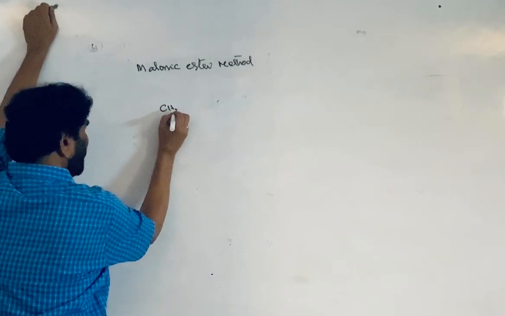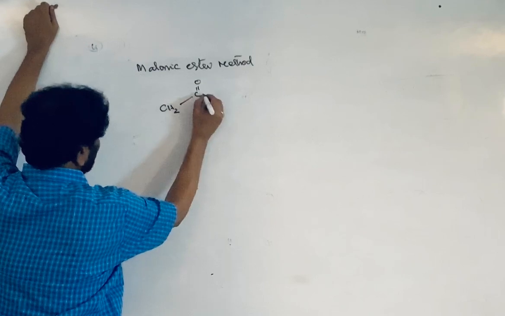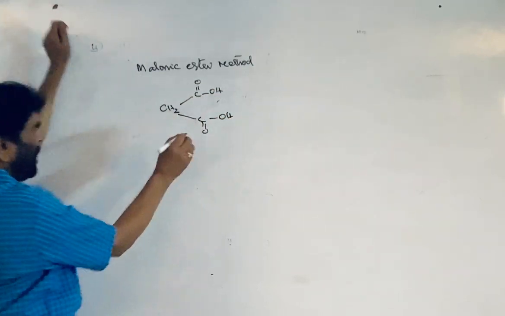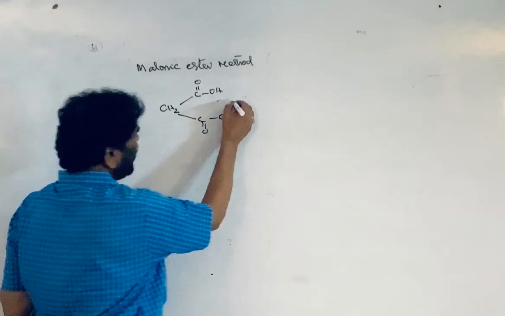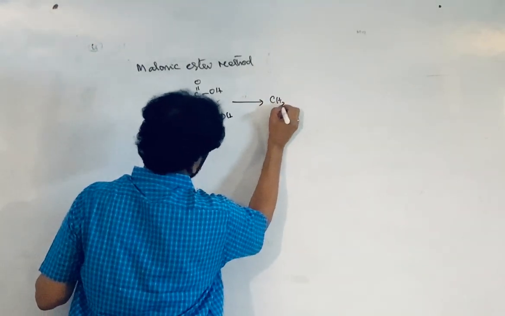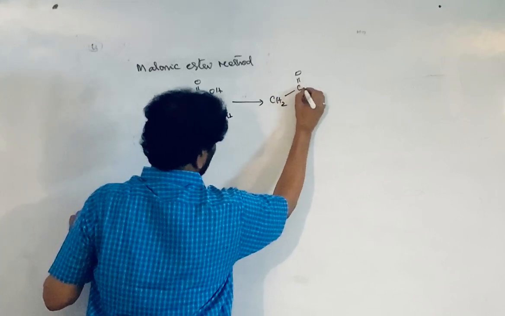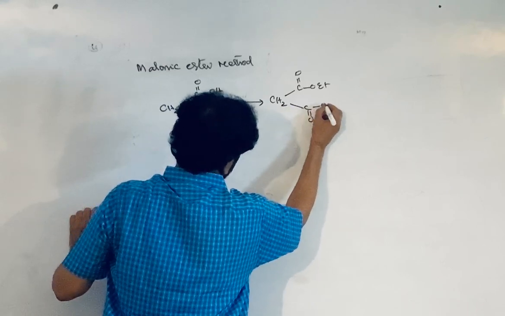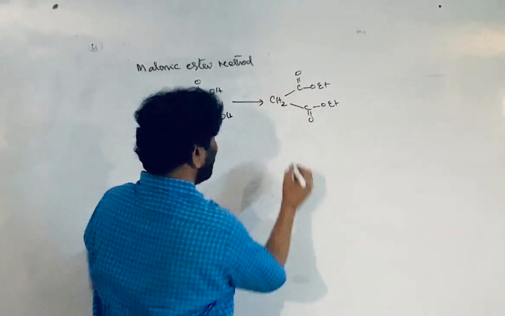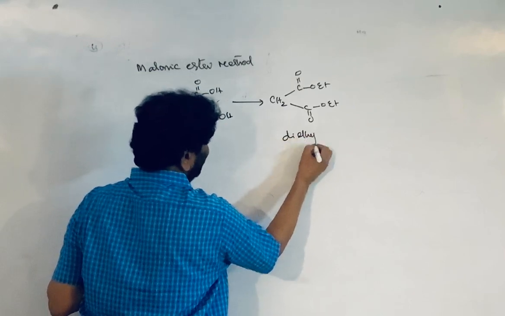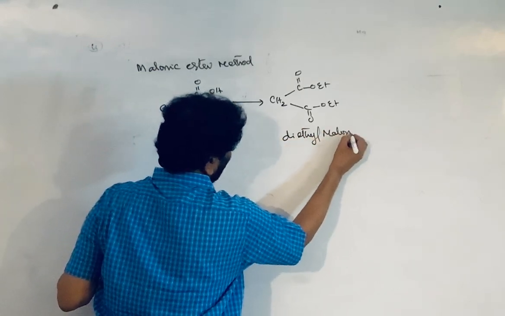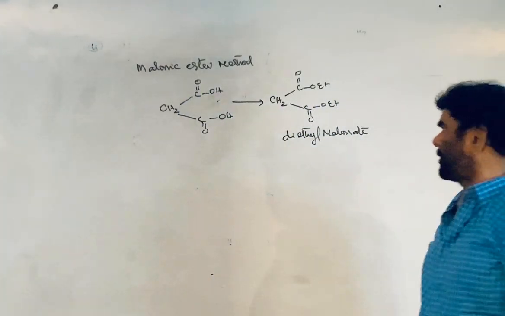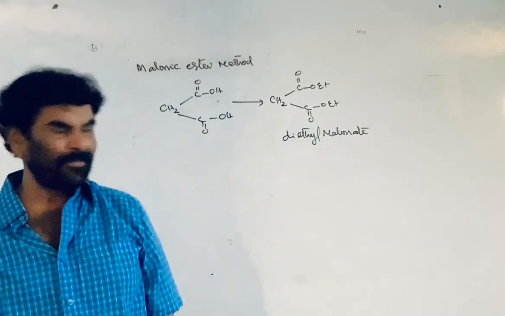You know the malonic acid. This is the malonic acid, propane dioic acid. Malonic ester should be converted into the ester form. Treat with ethyl alcohol, and malonic ester is formed. This is called diethyl malonate. Diethyl malonate. What is the speciality of this one?